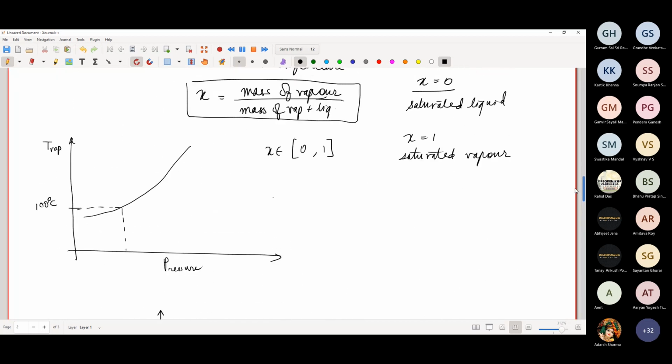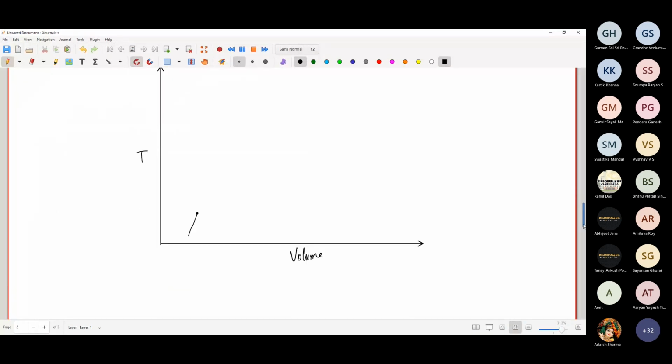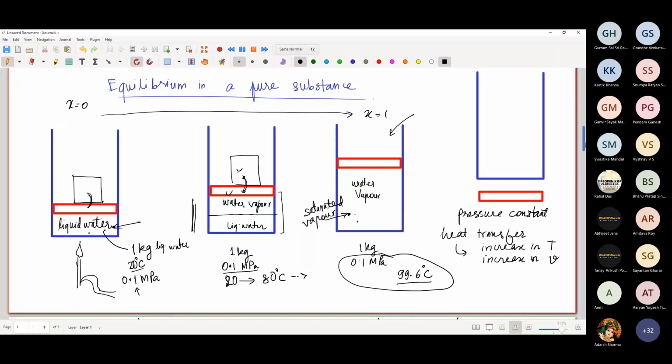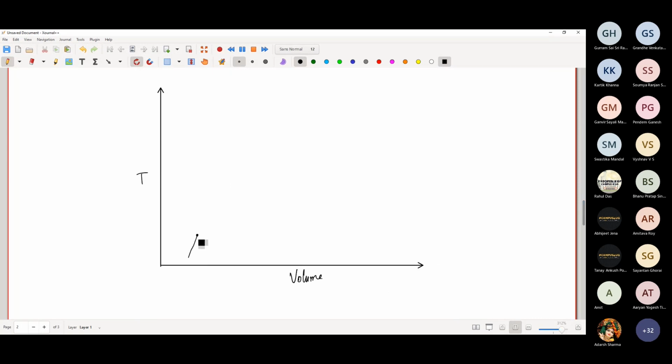We are doing the same experiment. The pressure is kept constant. So for a certain amount of pressure, the volume increases, and then what happens? This is now water. So you started with some ice and it has now melted to fully water. So at this point you will say that I have x equal to 0.